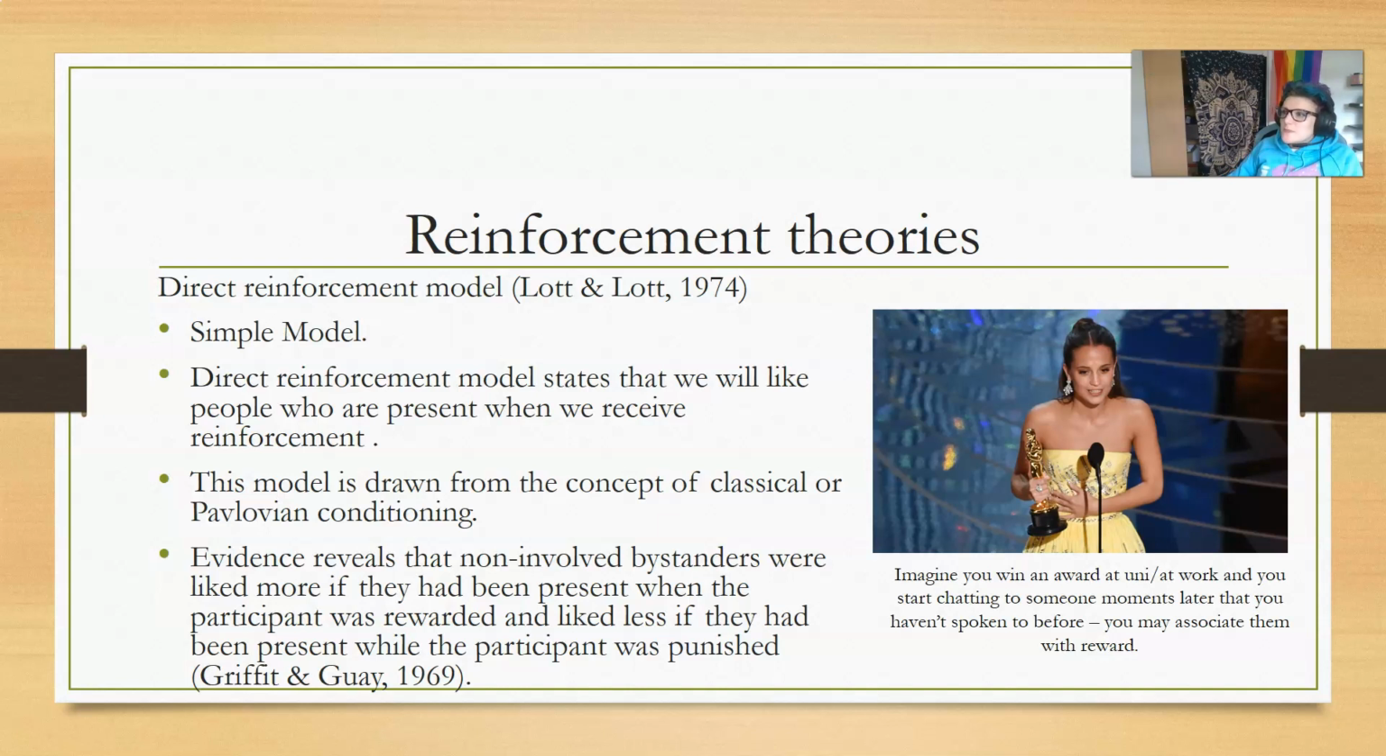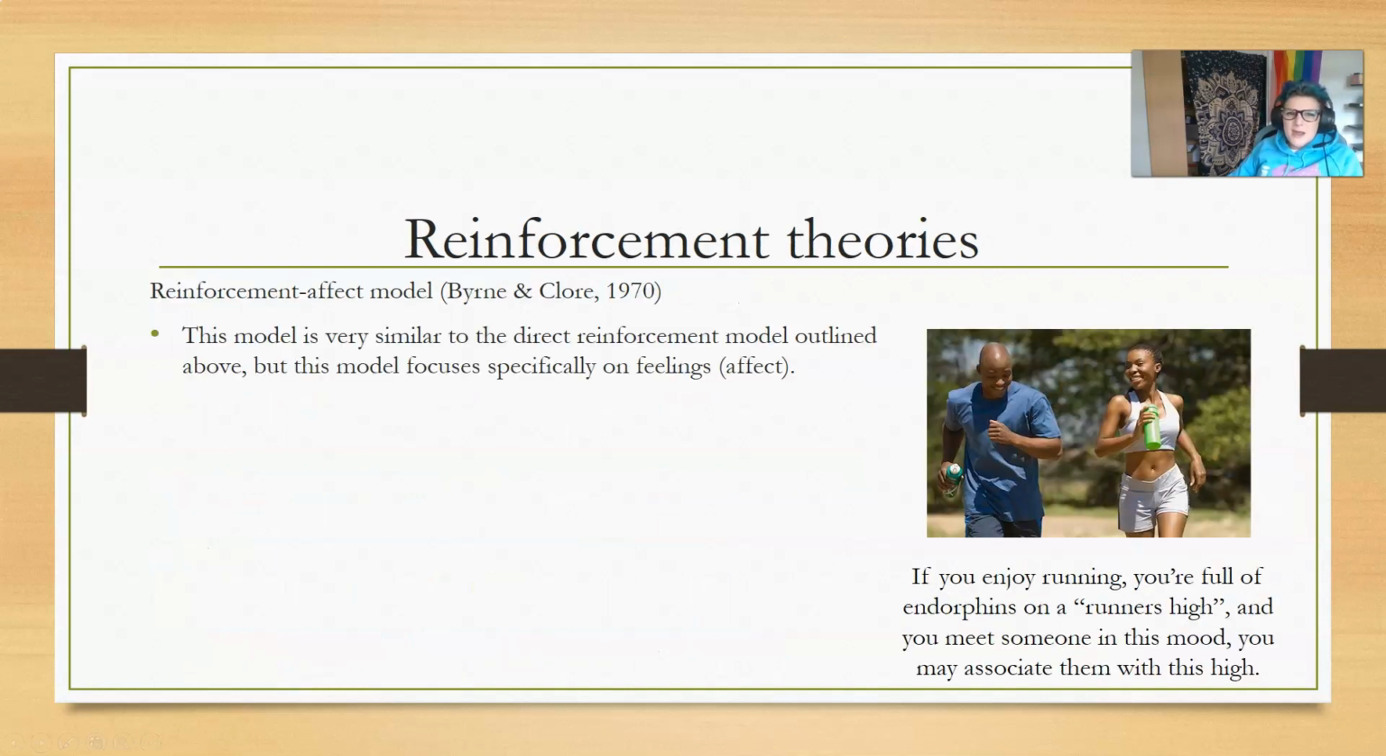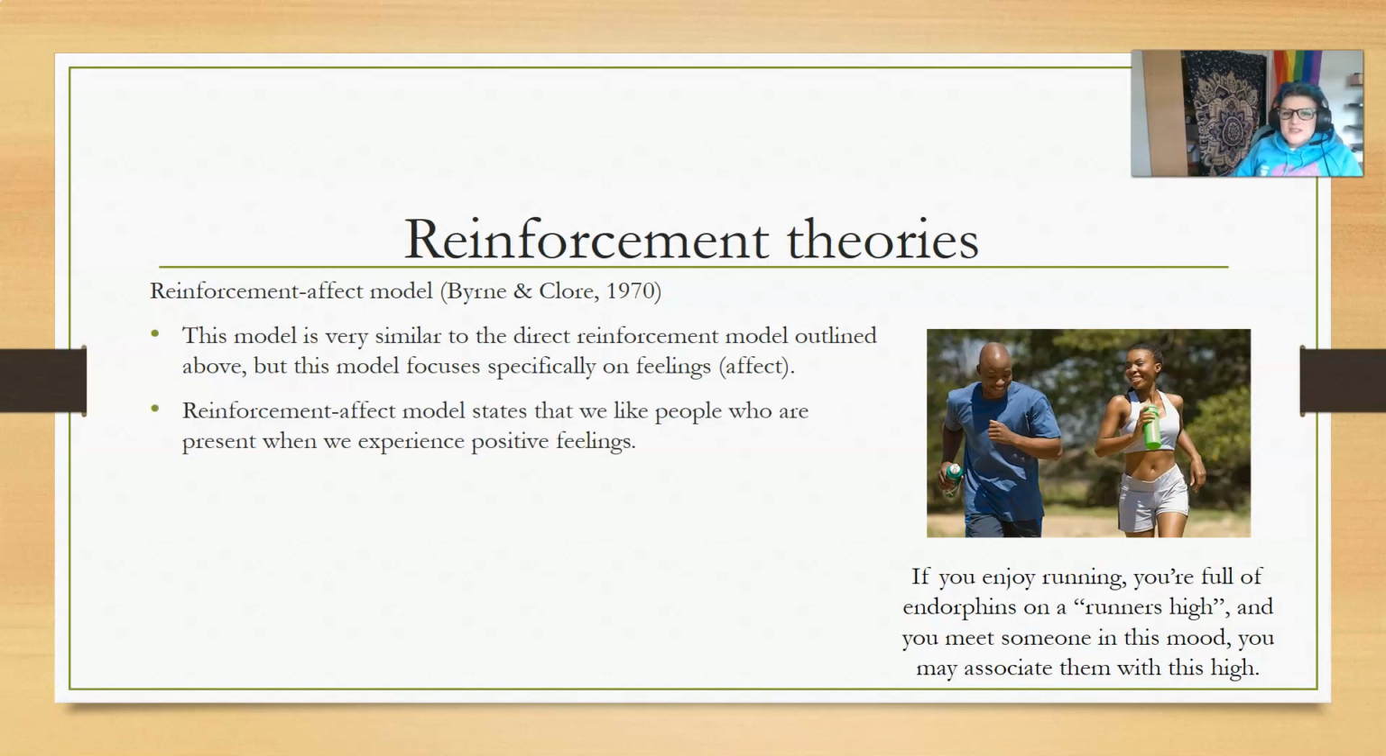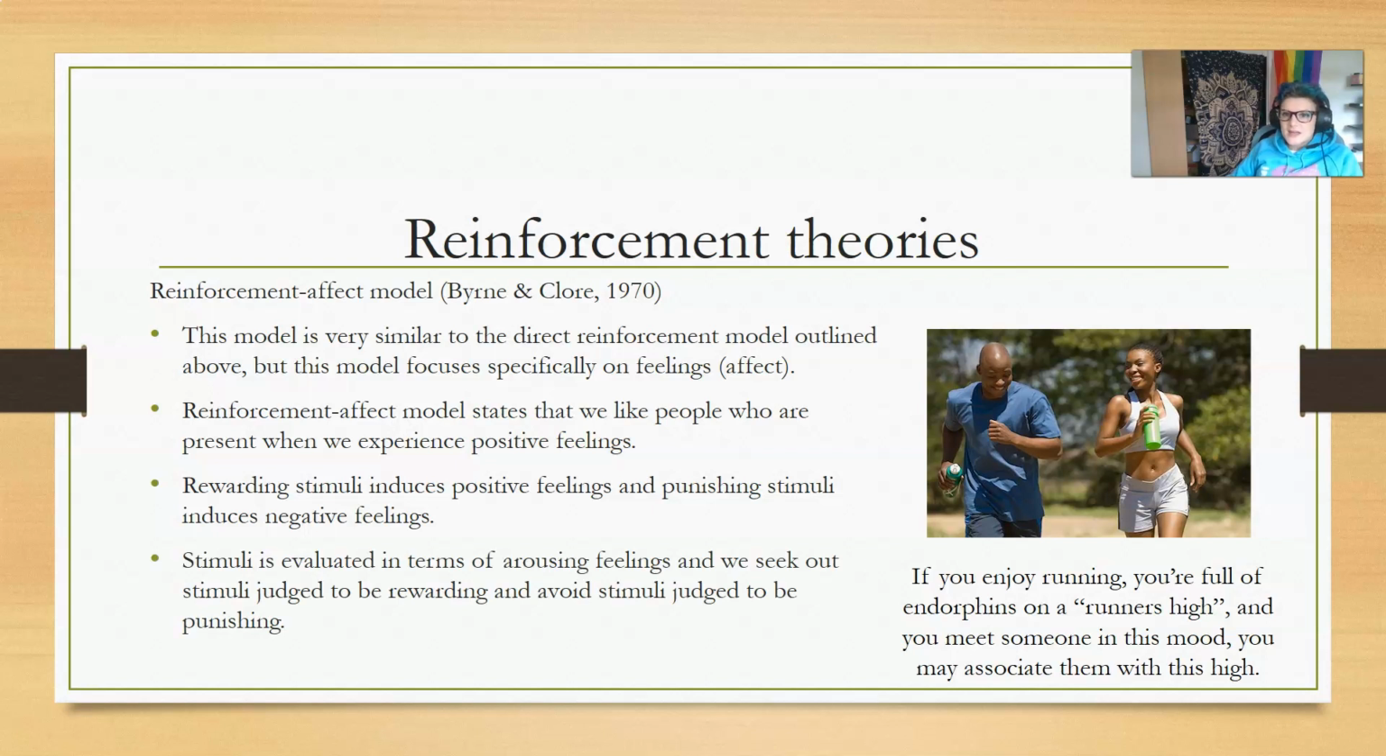Now, the reinforcement affect model is very similar, but the model focuses specifically on feelings, so that's where the affect comes from. So, the reinforcement affect model states that we like people who are present when we experience positive feelings. So it's not a behaviour, it has to be feelings. Rewarding stimuli induces positive feelings and punishing stimuli induces negative feelings, and so we are more likely to like someone if we feel that being around them will result in those positive feelings. For example, if you enjoy running and you're full of endorphins and on a runner's high, and then you meet someone whilst you're in this mood, you might associate them with this runner's high and associate them with that rewarding sensation.